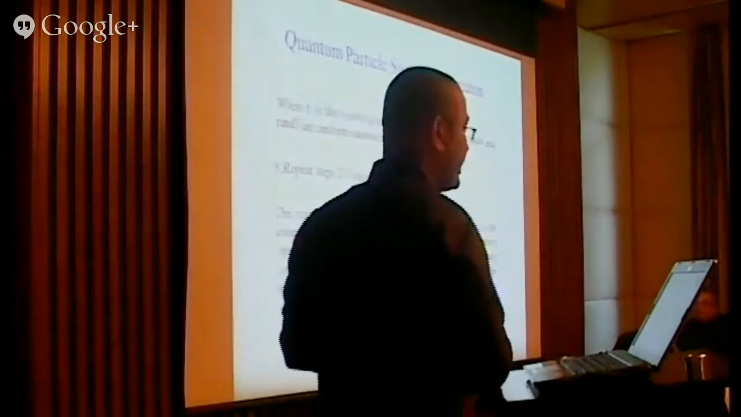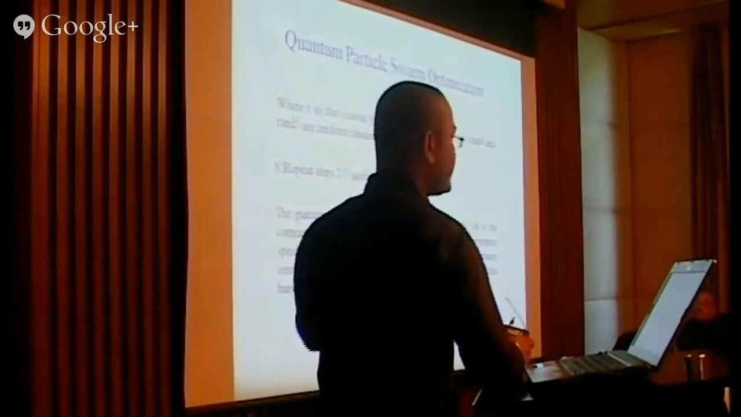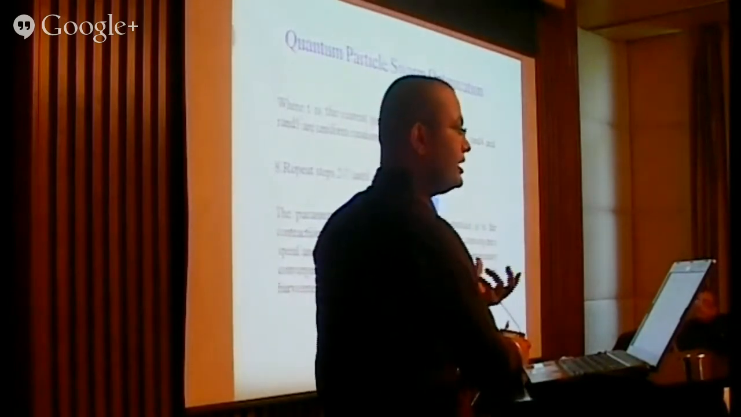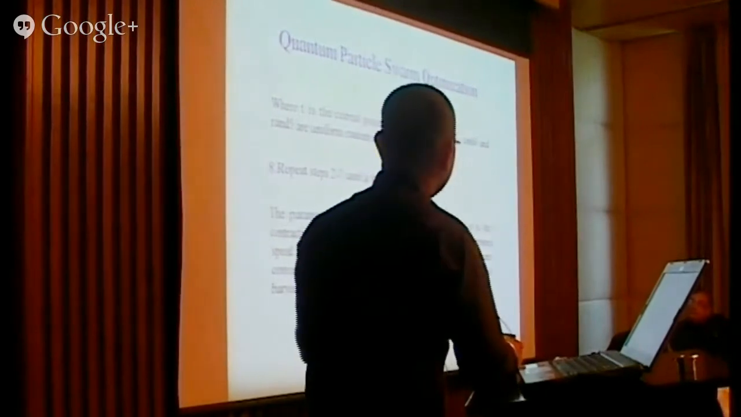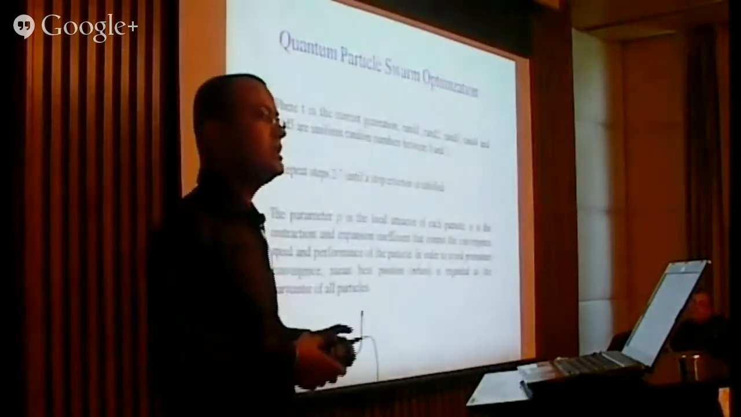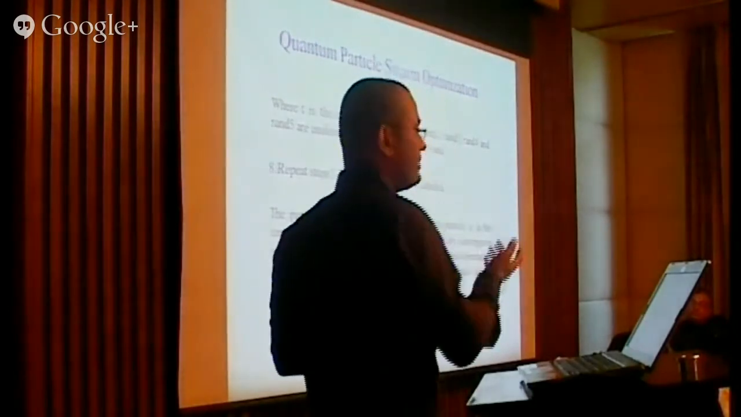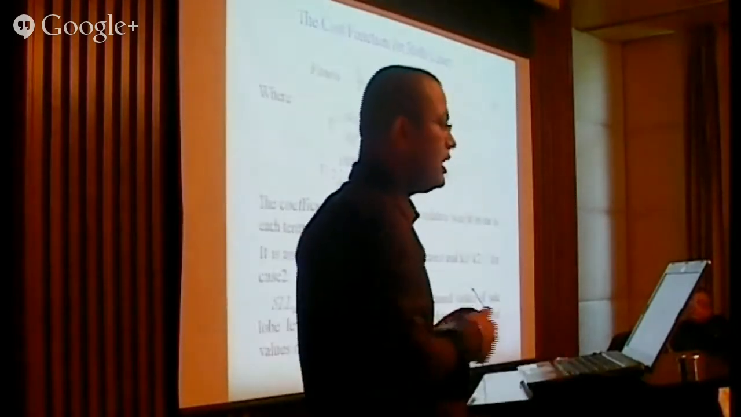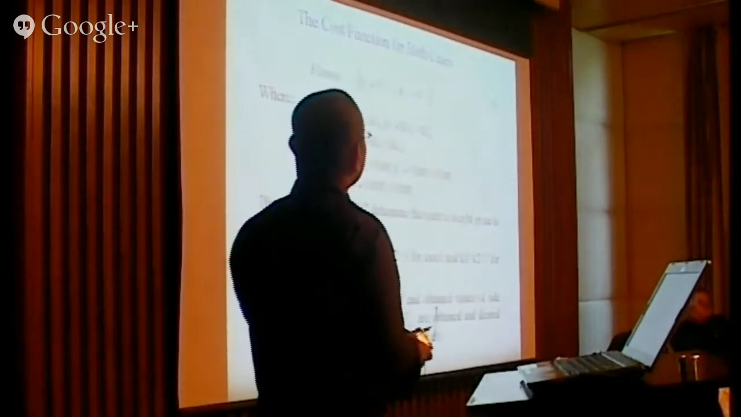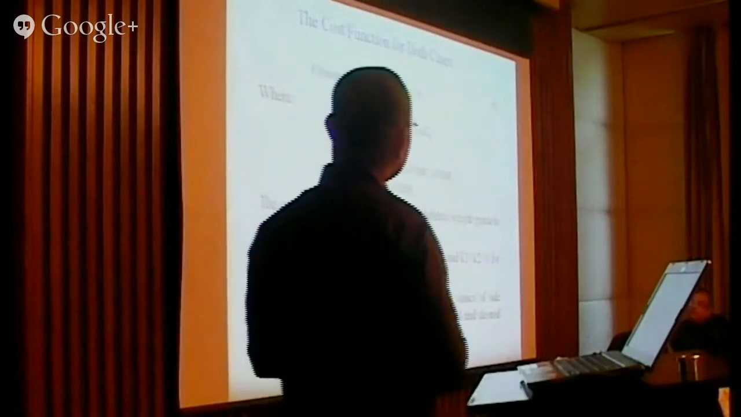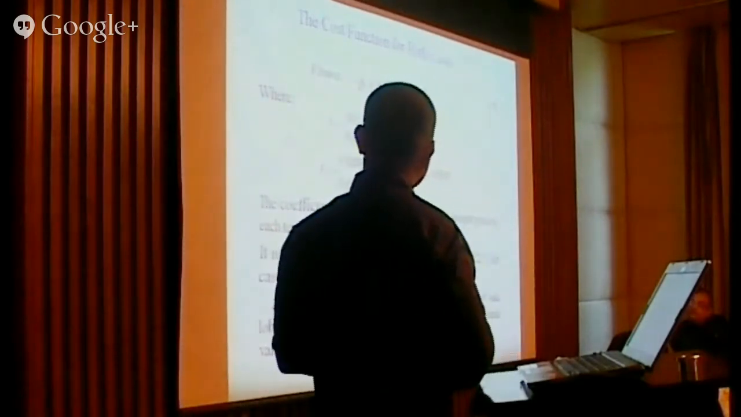Here p is the local attractor of each particle, and alpha is the contraction and expansion coefficient of the particle, which controls the convergence speed of the particle. And in order to avoid premature convergence of the particle, the mean best position is regarded as the direction of the particle.